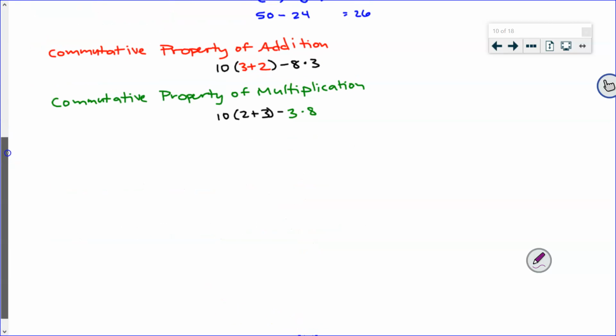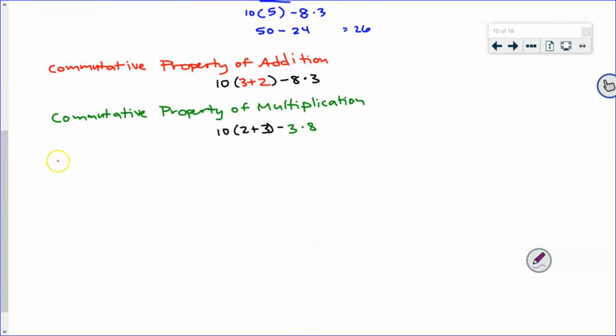Just 2 more that I'm going to go over. There are lots of ones that we could have done. The next one is the inverse property of addition. And that looks like this. This is one that I talked about a lot, not just in the spring. That when I see subtraction, I can change that subtraction to adding a negative.